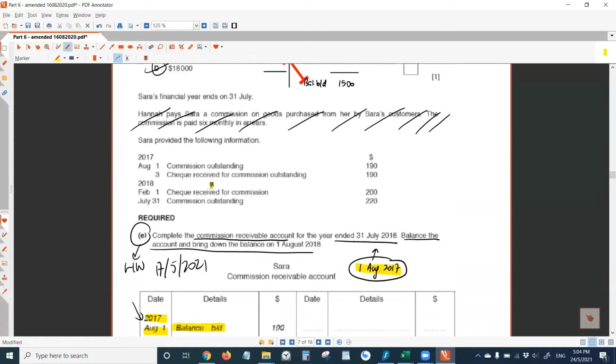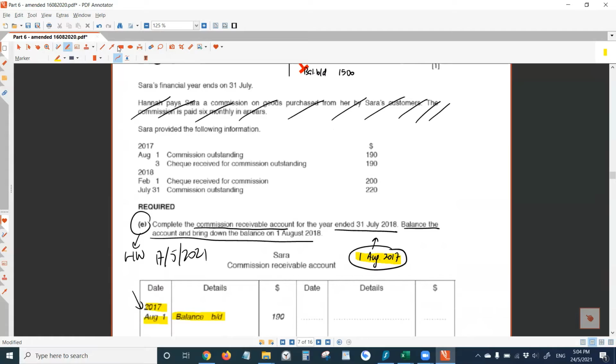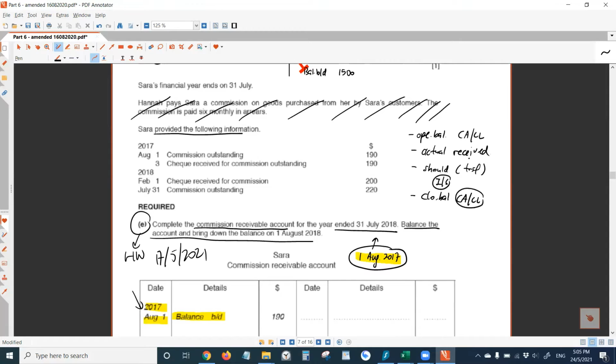Now read the question. Sarah's financial year ends on 31st July. Provided the following info. So have the checklist ready always. The opening balance, you have to determine if this is CA or CL. The amount you have actually received, because we are looking at an income account here, right? And then the amount that you should receive, which is also known as the transferring process, which is also known as the IS amount. Lastly, the closing balance.